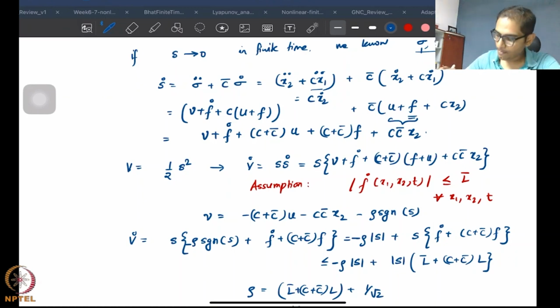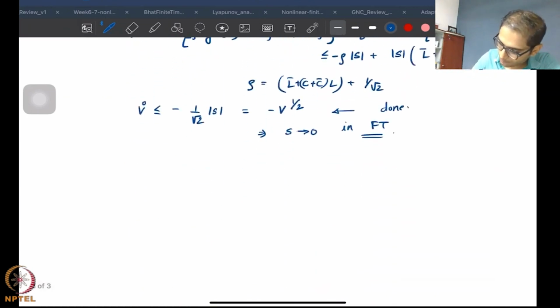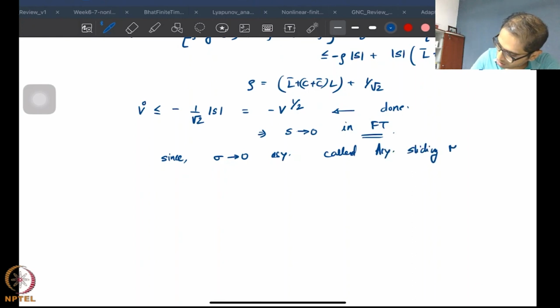Now, the actual sliding variable is sigma, and since sigma goes to 0 asymptotically, this is called asymptotic sliding mode and not the ideal sliding mode. Okay, not the ideal sliding mode.